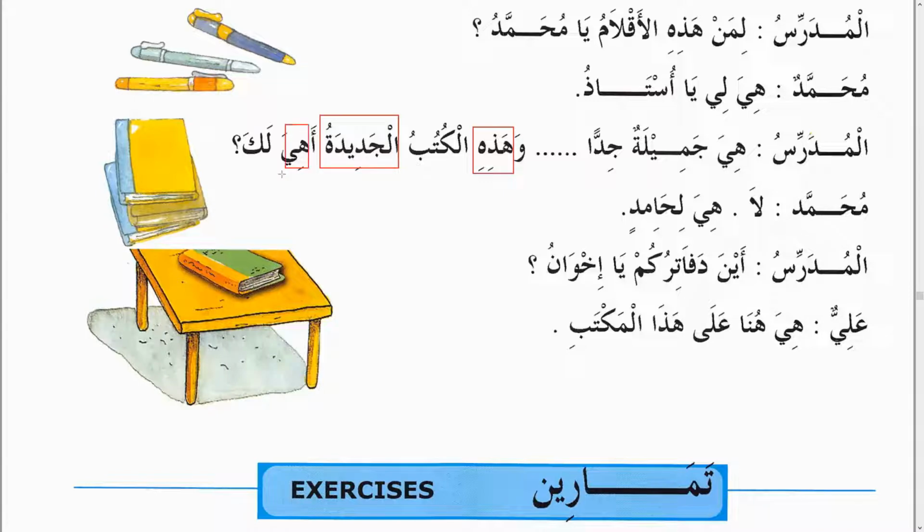A hiya. Again, hiya, like a singular feminine. A hiya laka, right? Do they belong to you? These books, do they belong to you? And these new books, do they belong to you? See, I'm translating this here as they. Muhammad says, la hiya li Hamidin. No, they belong to Hamid. Hiya li Hamidin, not hunna or hum li Hamidin.